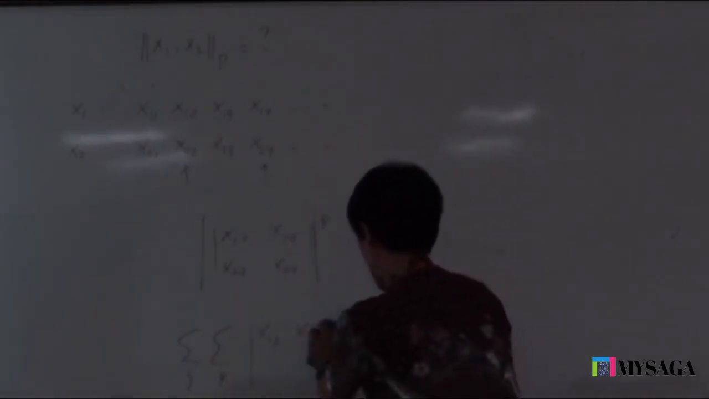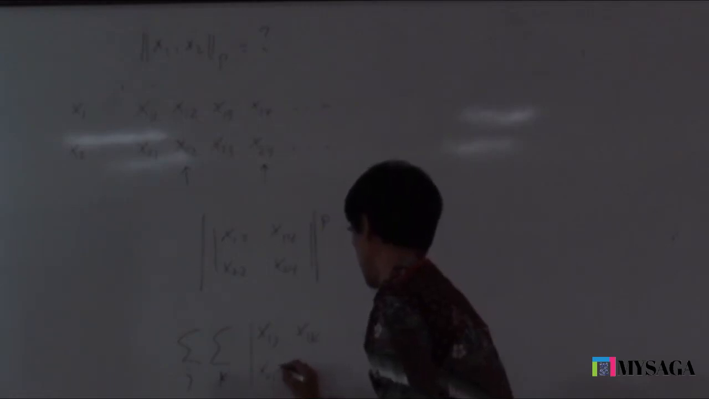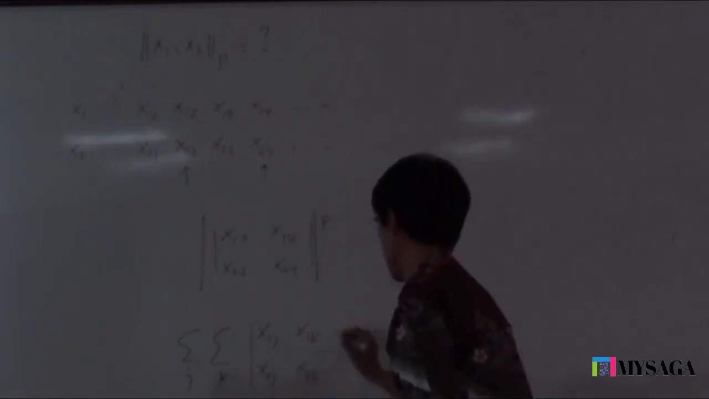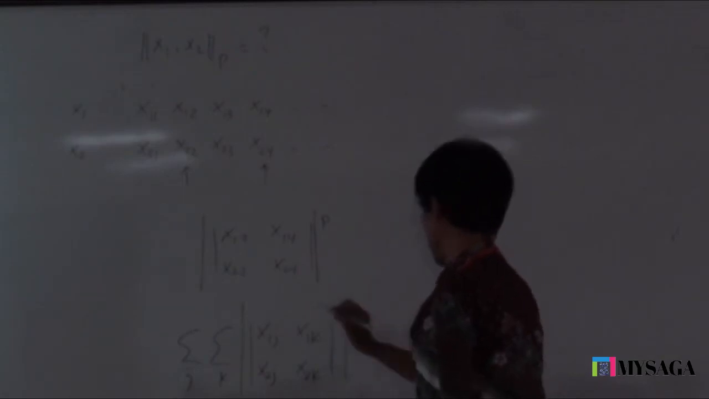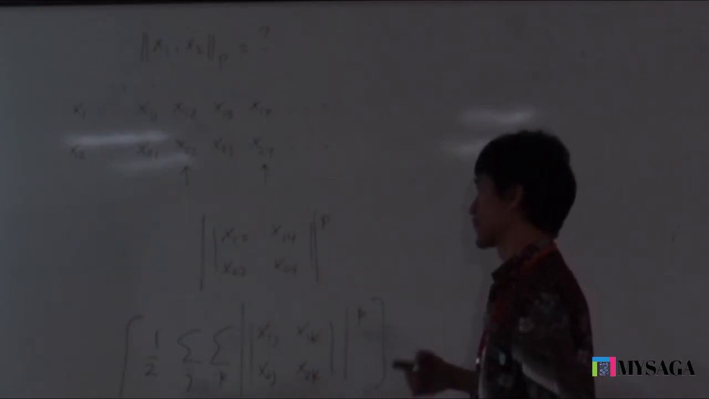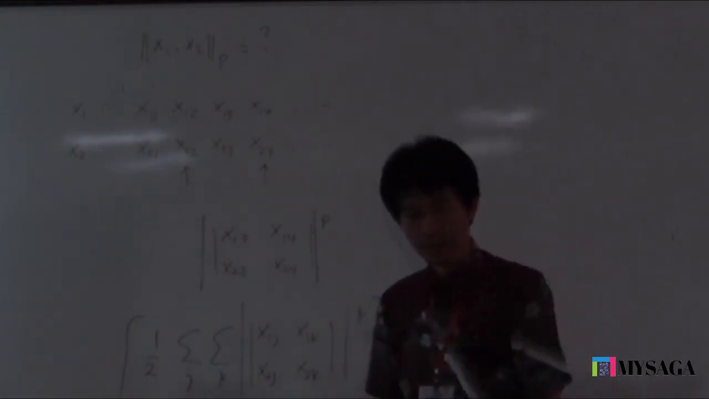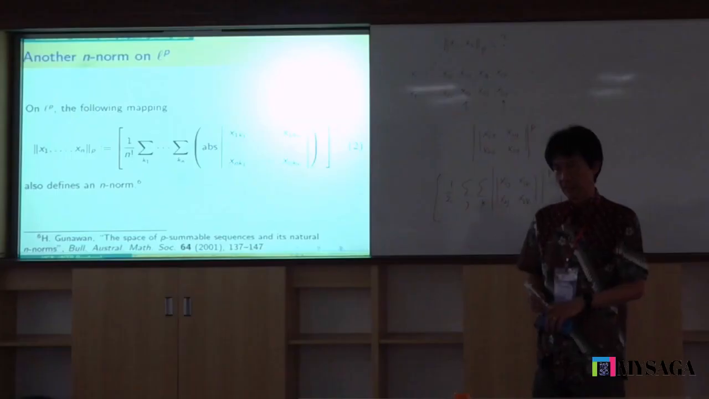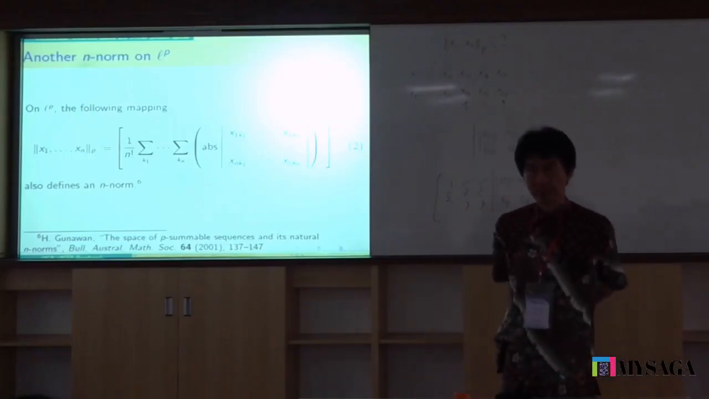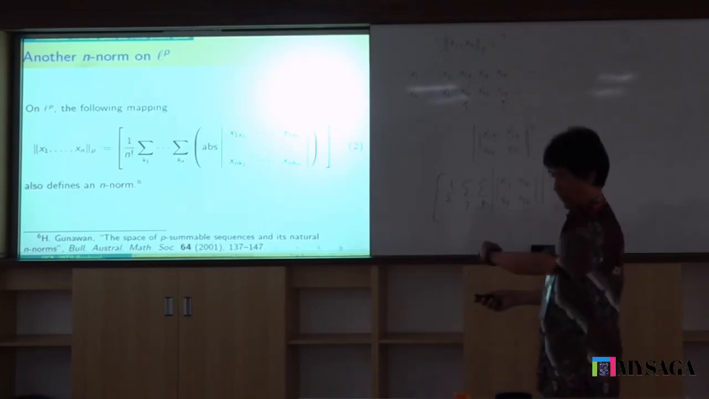x1j, x1k, x2j, x2k, absolute value raised to the power of p, and then I take 1 over 2. Maybe that's not really important, but to make it equal to the area of the parallelogram when p is equal to 2, I have to have 1 over 2 here. So this is the 2-norm, but now with respect to the power of p. I think I'm almost done.